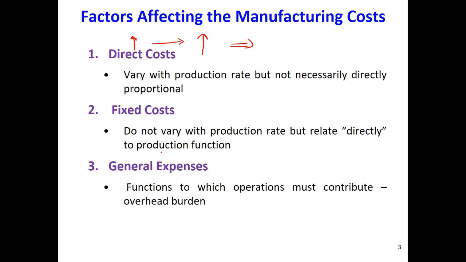Then we have fixed cost. Fixed costs don't change with the production rate. It can be, let's say, the taxes, the insurances, the construction costs. Let's say the offices that you need to build. The offices usually don't depend on the production rate. Let's say if you need one manager for one section, one division, that is not really dependent on the production rate. So fixed costs don't vary with production rate.